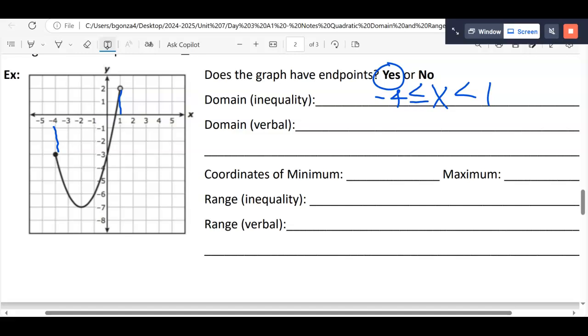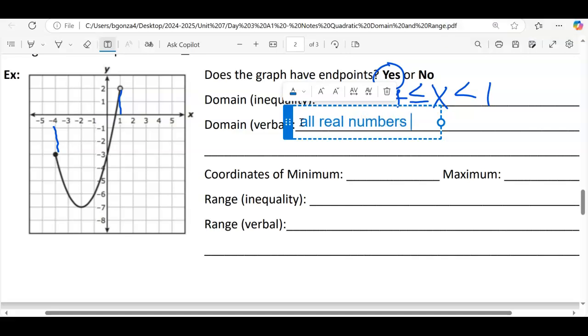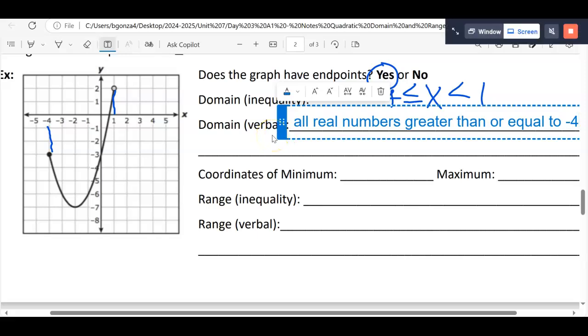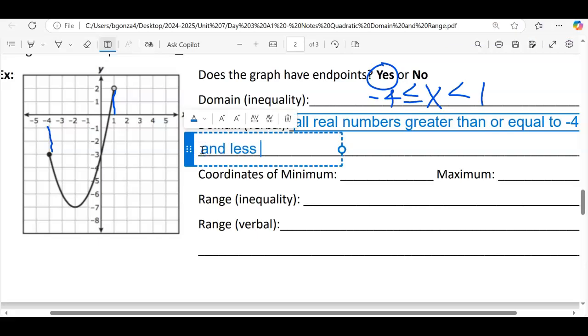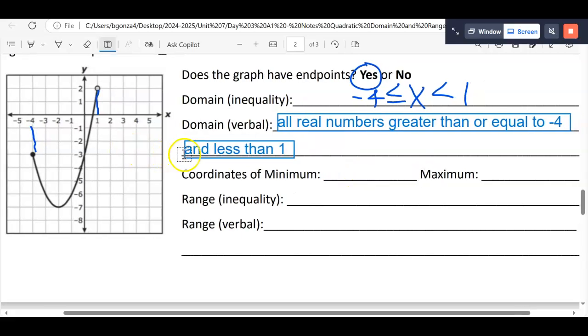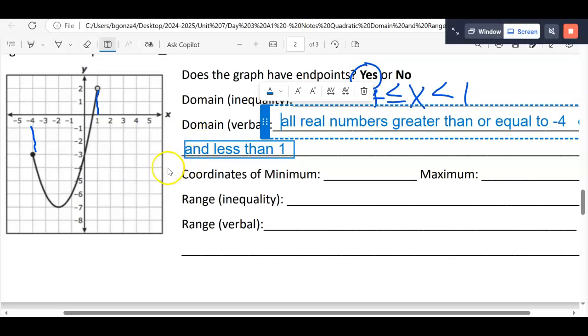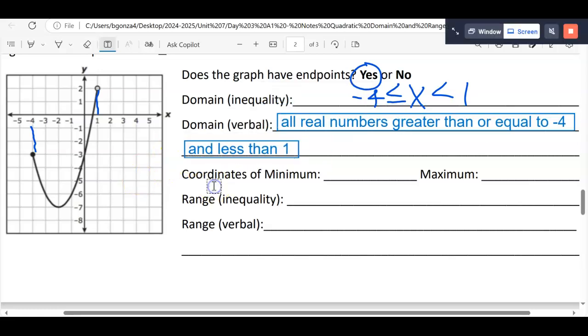Now, this time, since we have 2 endpoints, it's going to be a little bit of a longer verbal explanation. You're still going to start off with all real numbers. Starting off with the left, you're going to say greater than or equal to -4, because it goes to the right from -4. But it's also and less than, not equal to, +1. That's the whole statement. It is all real numbers greater than or equal to -4 and less than +1. It's between those two, and that's how you verbally write it. Okay.